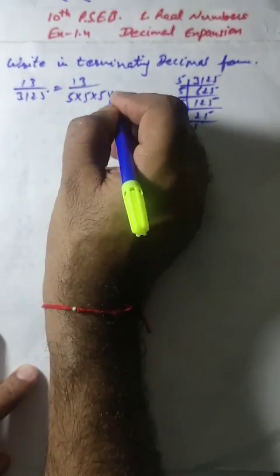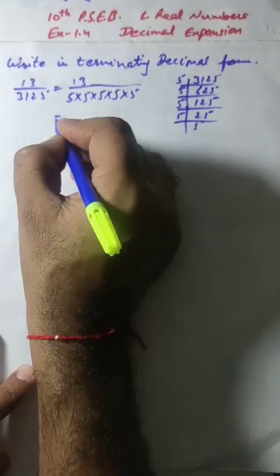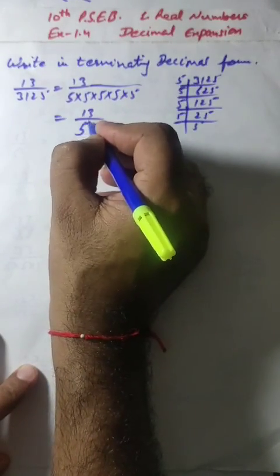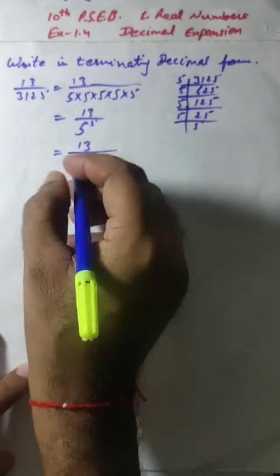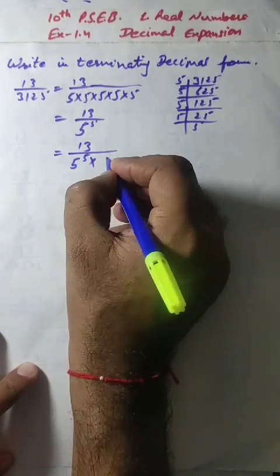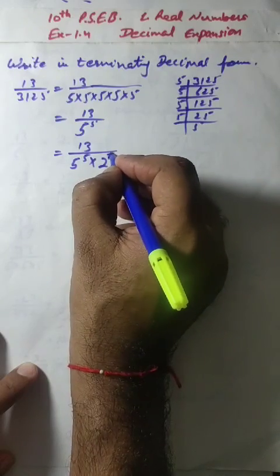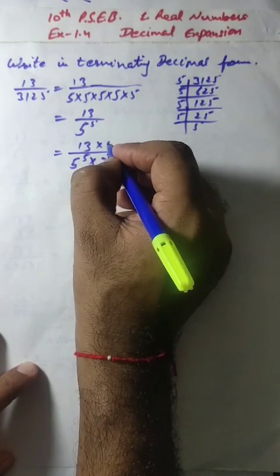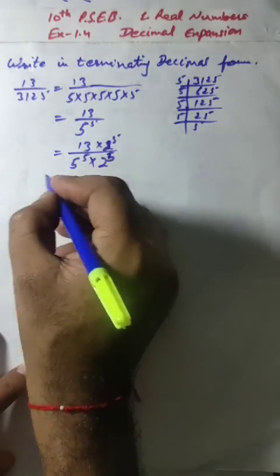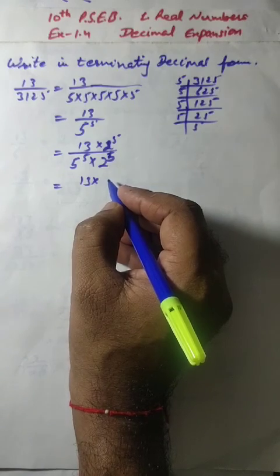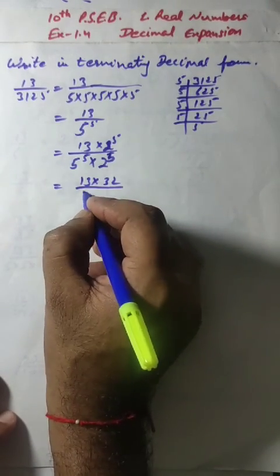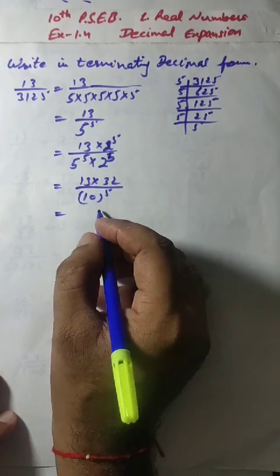So we get 5 multiply 5 multiply 5 multiply 5 multiply 5, five times. So 13 divided by 5 raised to power 5. To make it a terminating decimal, we'll multiply the numerator and denominator by 2 raised to power 5. That will make this denominator 10 raised to power 5, a multiple of 10.